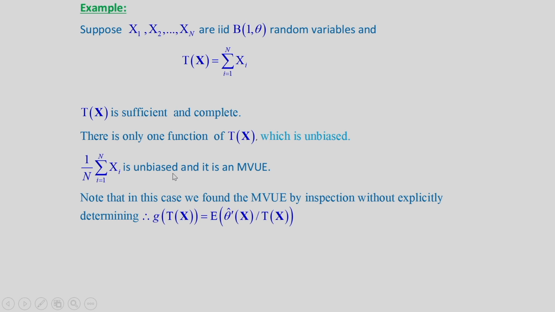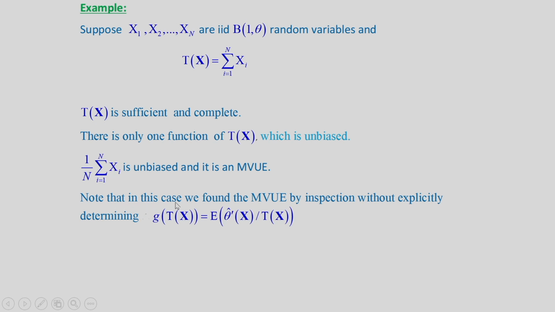Therefore this is unbiased, and I know that according to the Lehmann-Scheffé theorem there is only one unbiased estimator which is a function of the complete statistic. Therefore this estimator must be an MVUE. So that way we see how the completeness has helped us to find out the MVUE.